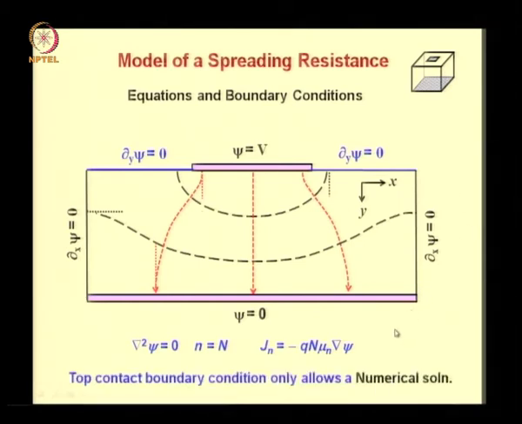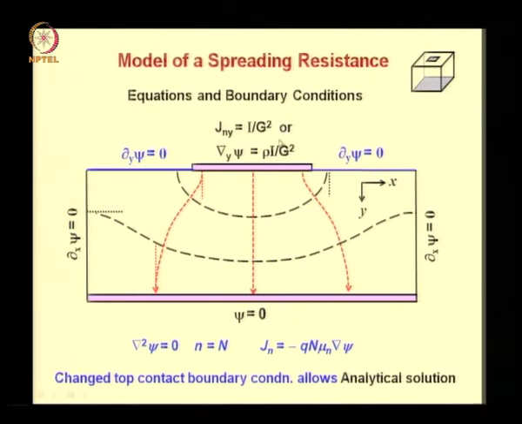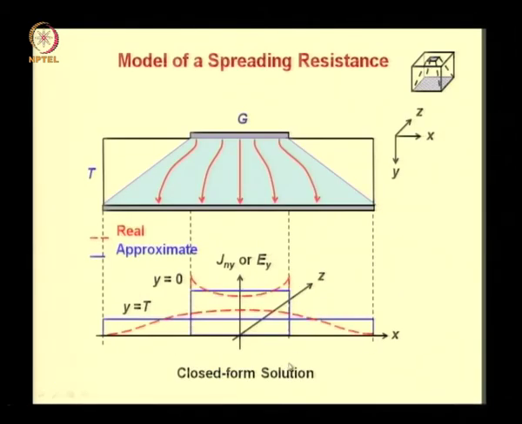Coming to the solution, these equations and boundary conditions, particularly the boundary condition on the top contact, only allowed a numerical solution of the spreading resistance. A change in the top contact boundary condition allowed us to obtain an analytical solution. However, the analytical solution was of infinite series form and therefore computationally it was intensive for a model to be used in circuit simulation. Therefore, we went in for a closed form solution in which the following assumptions were made.